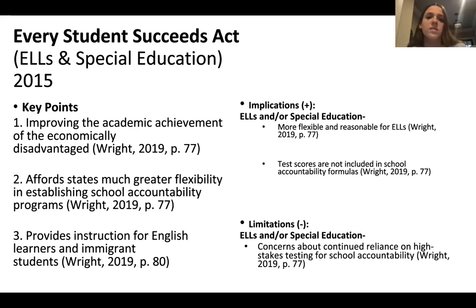The Every Student Succeeds Act is for ELLs and special education. It was passed in 2015. The key points are it improves the academic achievement of the economically disadvantaged, affords states much greater flexibility in establishing school accountability programs, and it provides instruction for English learners and immigrant students.